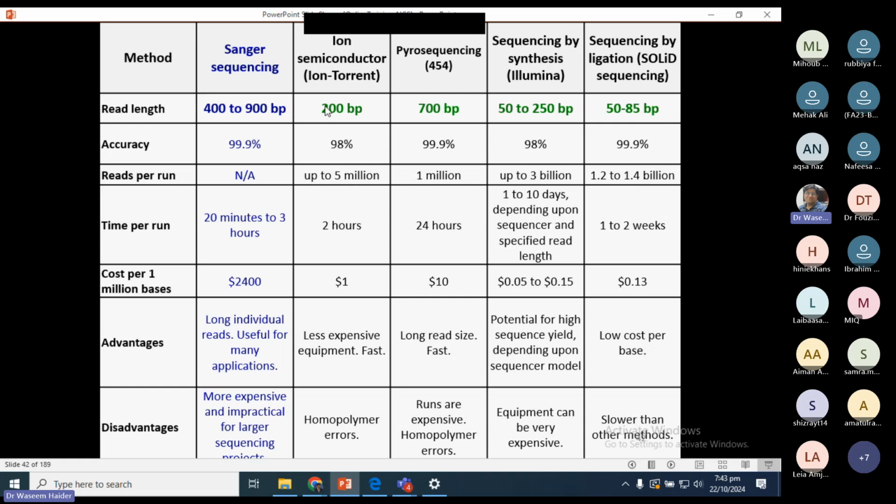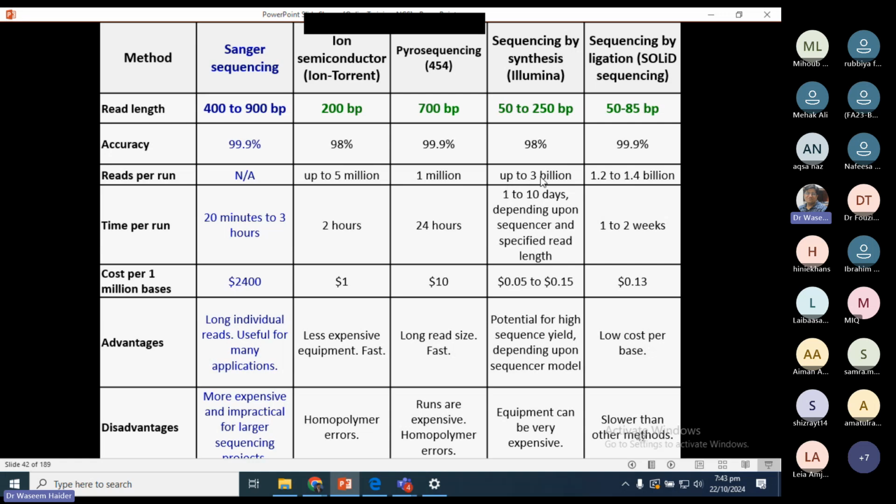5 million of size 200. That is what? 200 into 5 million. That makes 1 billion. So 1 GB of data you can produce, right? Up to 5 million reads. I'm not talking about 5 million base pairs. Each read or each fragment of size 200, you can multiply that. So 700 into 1 million, that's 700 million. 1 million reads are produced per run. That was given from one of their largest machines at that time, right?